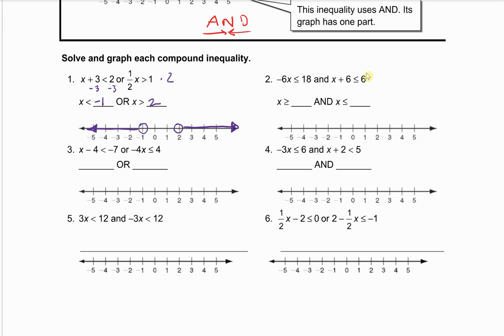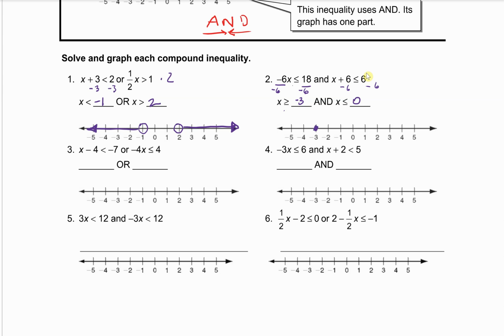Negative 6x is less than or equal to 18, and x plus 6 is less than 6. All right, so here I'm going to divide by negative 6. What do I get when I divide by negative 6? I get negative 3. And notice that my inequality gets flipped around. I'm reversing my inequality. So what was less than or equal to is now greater than or equal to. And then over here, subtract 6. And I get 0. So I'm going to be between 0 and negative 3.